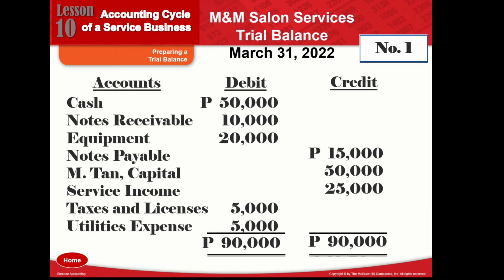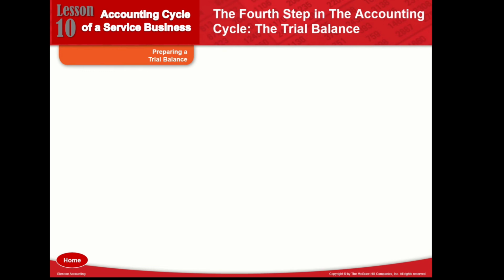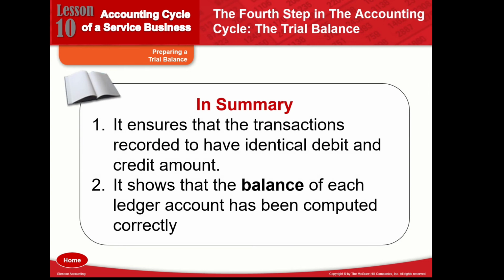Hooray! You understand well our lesson today about the fourth step of the accounting cycle, which is the trial balance. Here are the key points that all of you should remember. First, a trial balance ensures that the transactions recorded have identical debit and credit amounts. A trial balance also shows that the balance of each ledger account has been computed correctly.